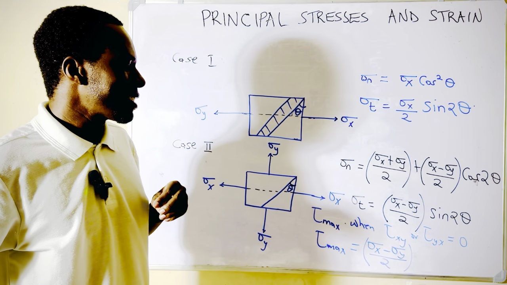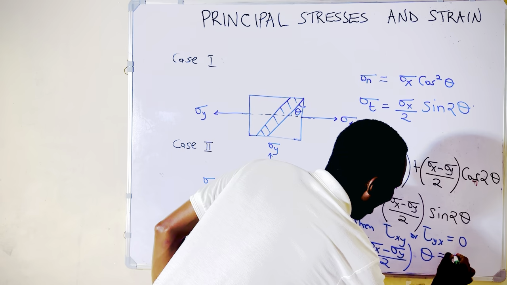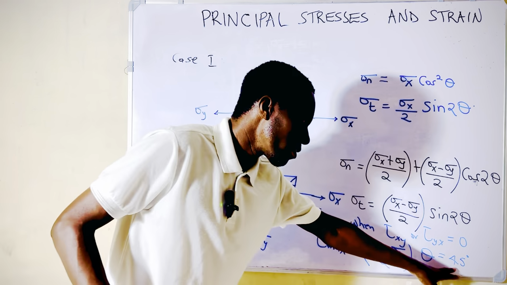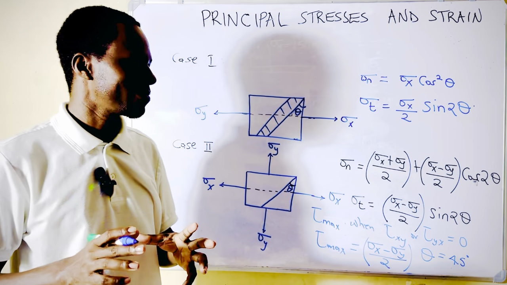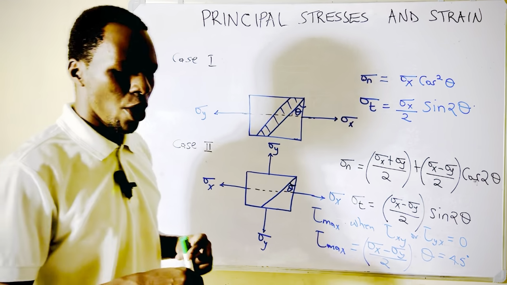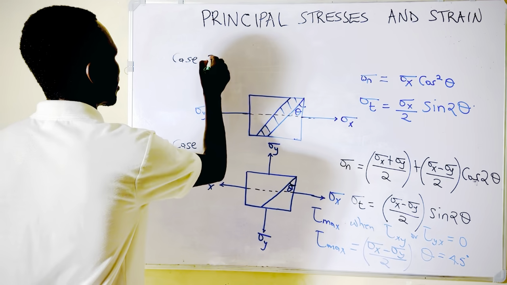And what is its orientation? This one is oriented at angle 45. It occurs when theta is 45 degrees. Well, so this is the second case. Now allow me to give you the third case.